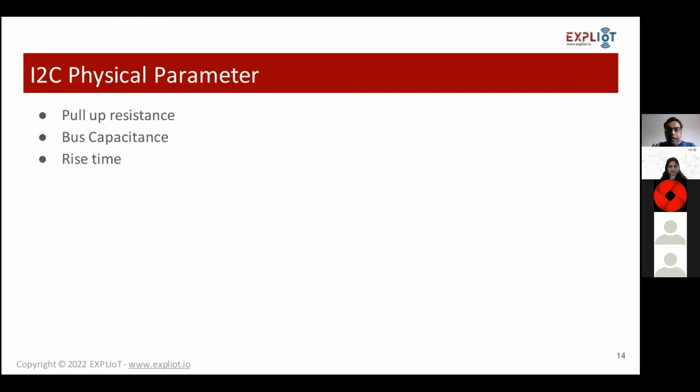Now, the next parameter in I2C is about certain physical parameters that are associated with the hardware on that embedded system.